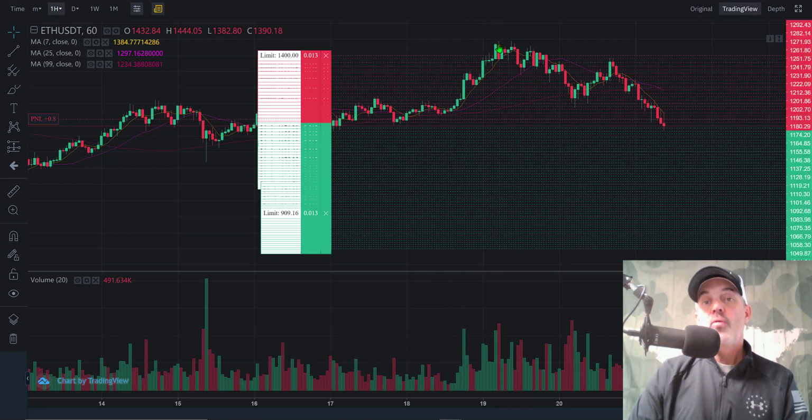On this particular push up, when we hit this $1,400 level, which I thought would be the termination of the bot, it just stopped placing orders essentially. And there were no more red limit orders. They were all green limit orders.